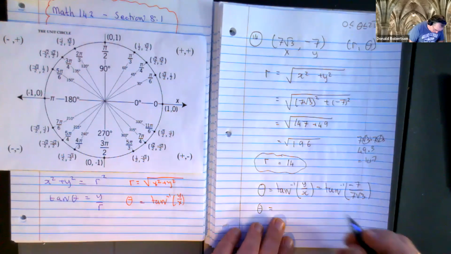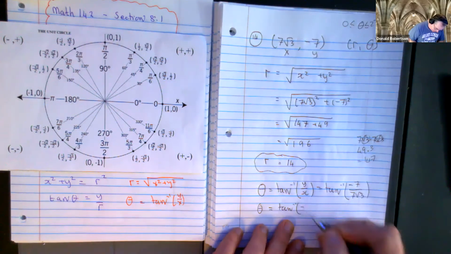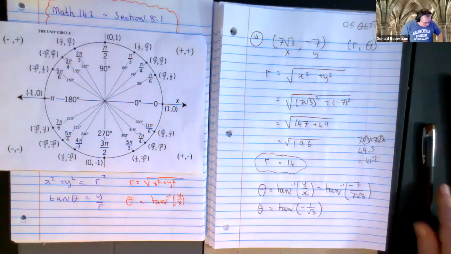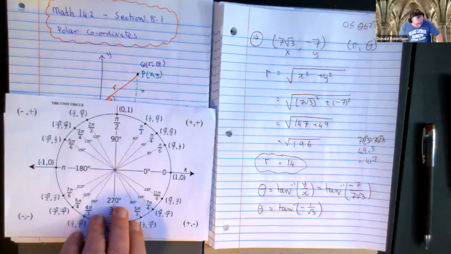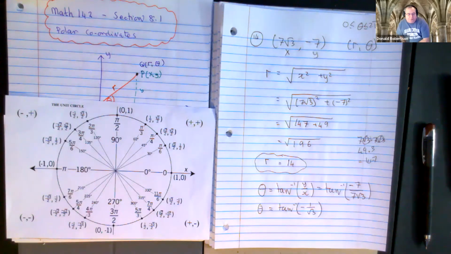So I'm looking for the inverse tan of -1 over root 3. That's what it simplifies down to. So somewhere in this group, there is a point, well, there's two of them, where if you take the y coordinate and divide it by the x coordinate, you get 1 over root 3.